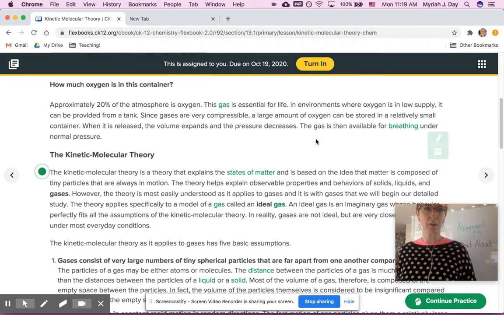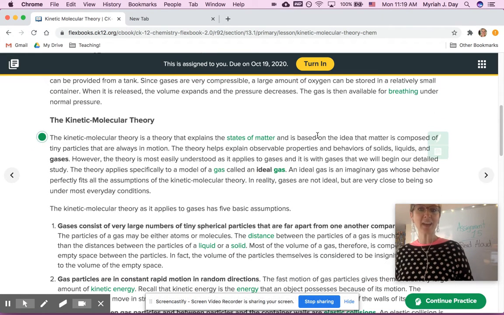The kinetic molecular theory. The kinetic molecular theory is a theory that explains the states of matter and is based on the idea that matter is composed of tiny particles that are always in motion. The theory helps explain observable properties and behaviors of solids, liquids, and gases. However, the theory is most easily understood as it applies to gases, and it is with gases that we will begin our detailed study. The theory applies specifically to a model of a gas called an ideal gas.